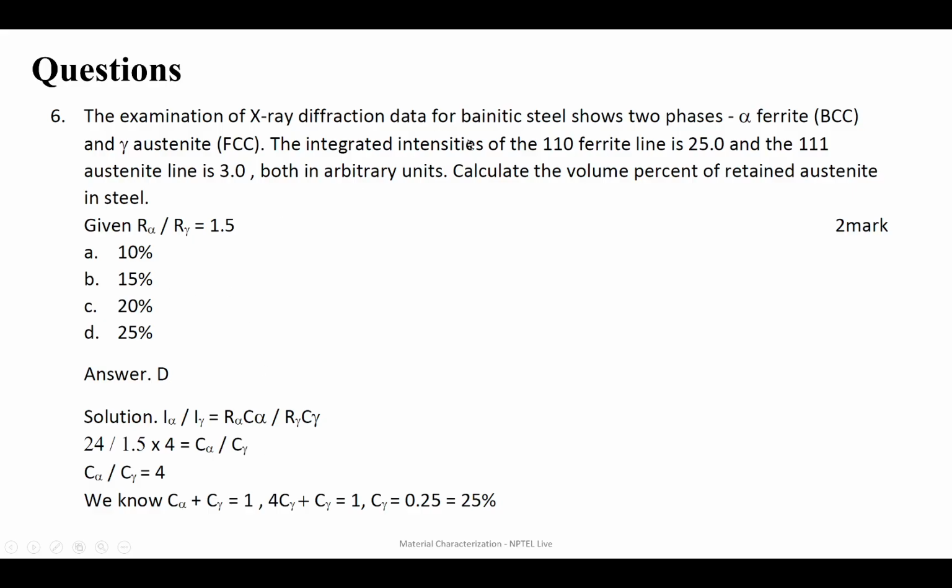So for the values 25 and 3, the answer should come around 15%. For some reason here, they have used 24 and 4, but that will result in C alpha by C gamma equals 4. So 4 C gamma plus C gamma, that should give your C gamma equals 1 by 5, which is 20%. But for 25 and 3, you will get around 15.2%. So roughly 15% you will get.